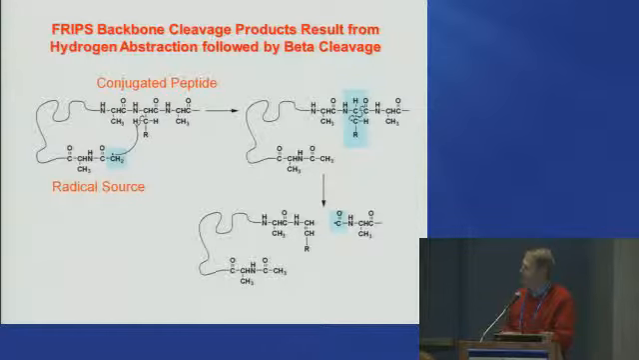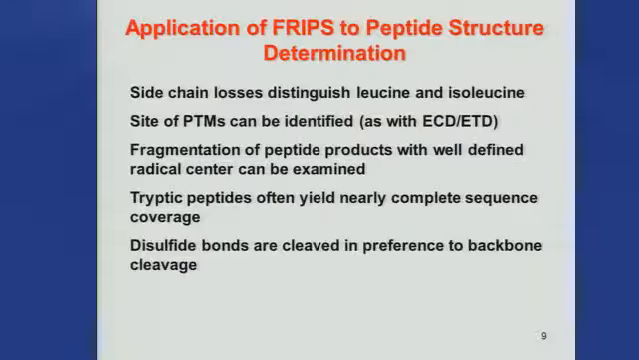And the major series of ions that we see is the result of a hydrogen atom abstraction, actually from a beta hydrogen, or from an alpha hydrogen in the case of glycine, followed by a beta cleavage. So in this case, it gives you A and X type ions depending on which side the charge is actually retained on. So it's hydrogen abstraction followed by beta C-C cleavage that's responsible for the fragmentation there.